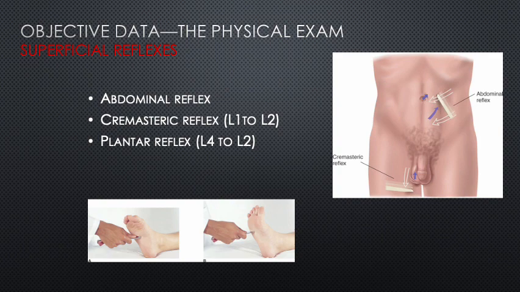The cremasteric reflex tells you the condition between L1 and L2, and it's not routinely done. The times that I've done the cremasteric reflex, it was to rule out testicular torsion. And you can see that you would only use this reflex on a male patient. You're going to lightly stroke the inner aspect of the thigh with the reflex hammer. You can also use a tongue blade as well. And if you use the reflex hammer, again, you're using the handle of the hammer.